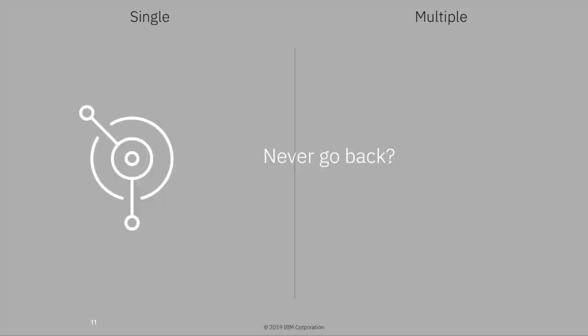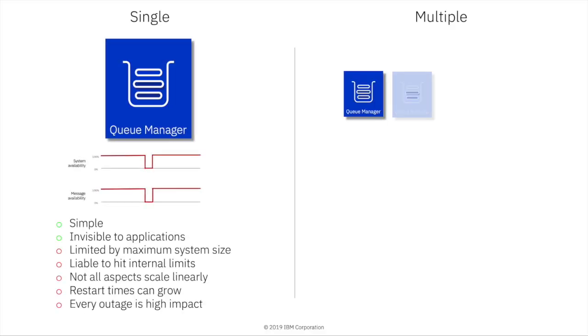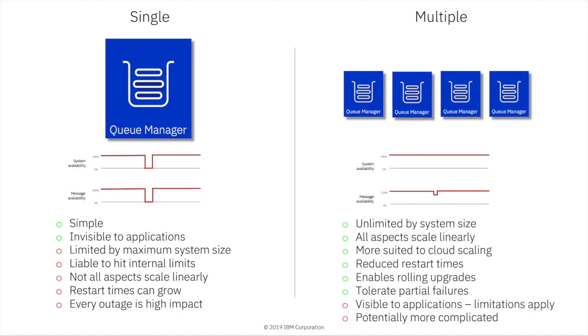So is it a case of never go back? You just go for that last scenario, you just go with that? Well, it's not quite as simple as that. Hopefully you can see going to a multiple queue manager approach is a lot nicer from an availability point of view. With a single queue manager, I've still got to worry that at some point my system goes down to 0 availability. So it's not as good from an availability point of view. However, it is quite nice and simple. It's simple from an application point of view.